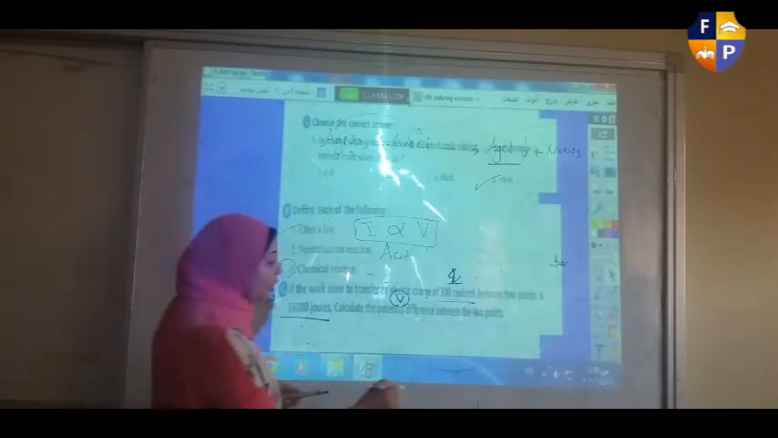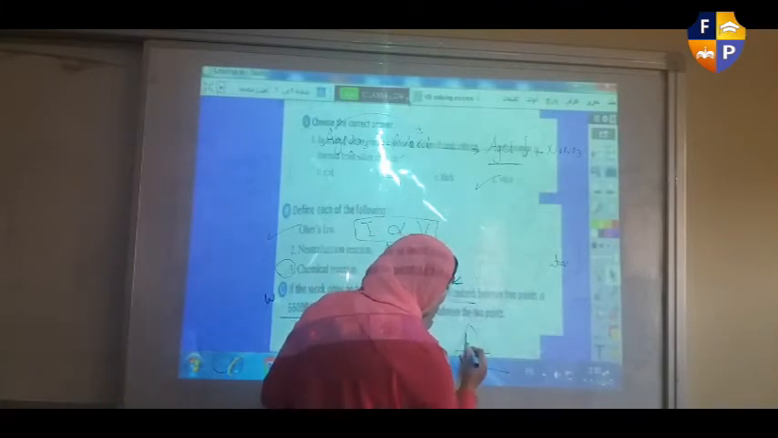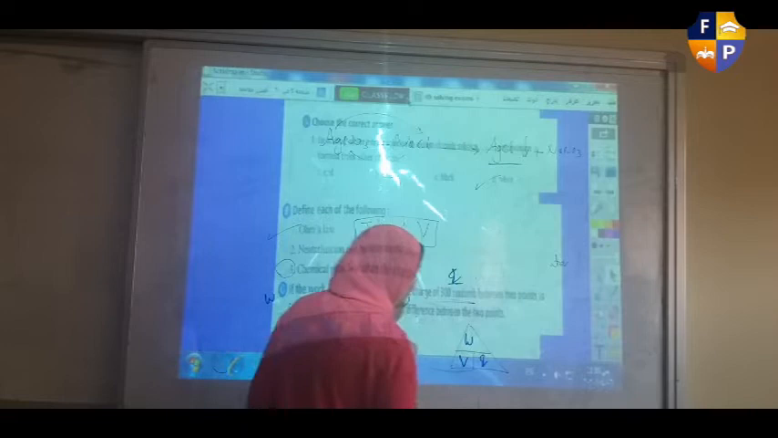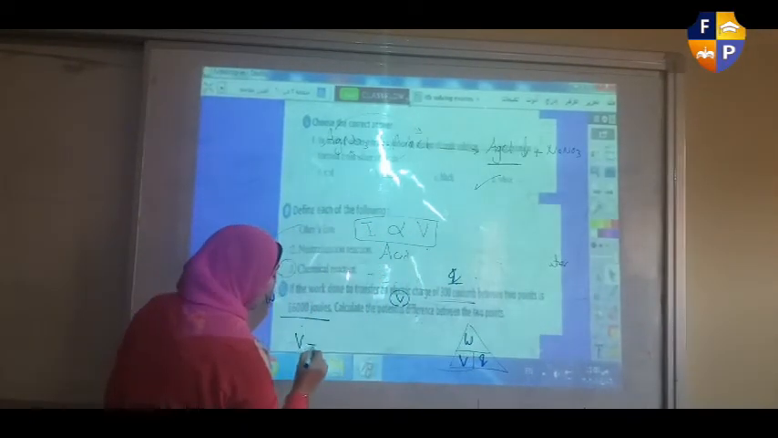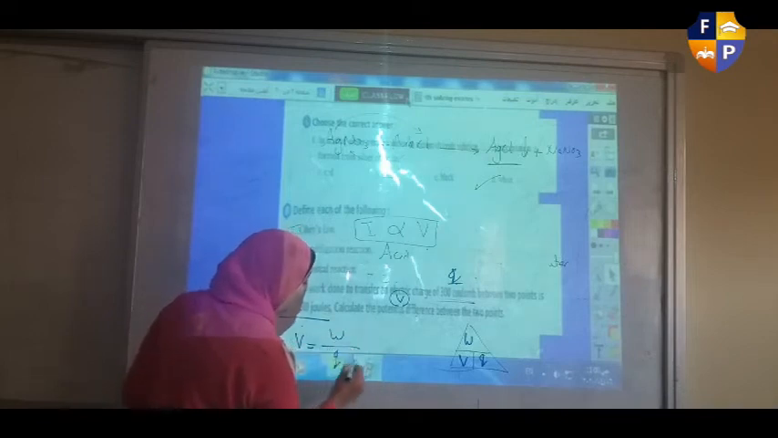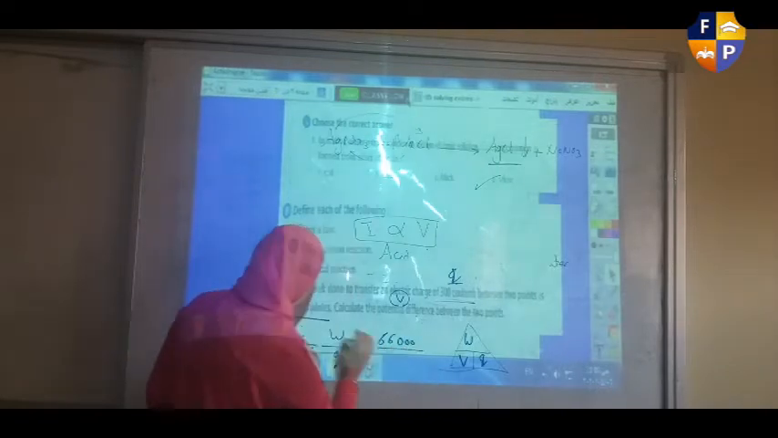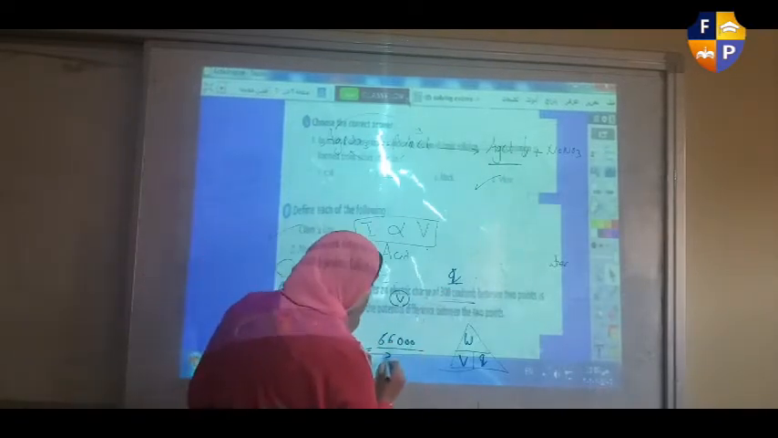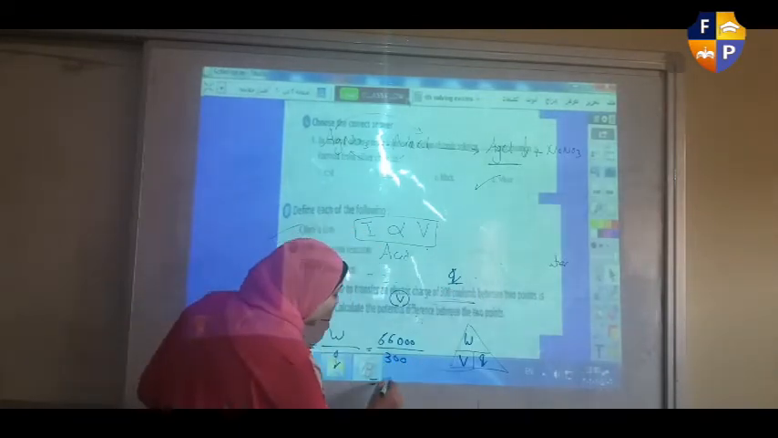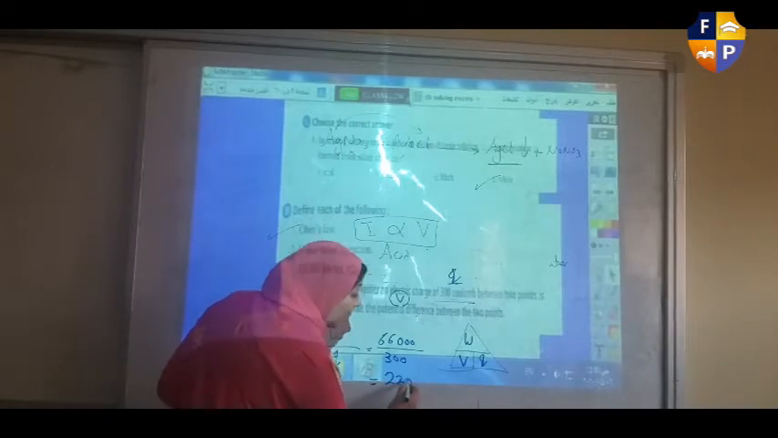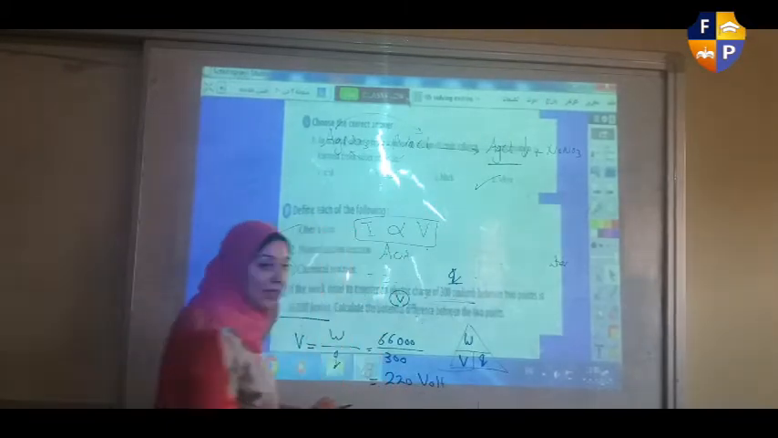Do you remember the magic triangle? Yes. It states that potential difference is the work done to transfer a quantity of charge. When we want to calculate the potential difference, V equals work over quantity. Work equals 66,000 joules and Q is 300 coulombs. So the potential difference is 220. What is the measuring unit of potential difference? It will be volt. Okay?